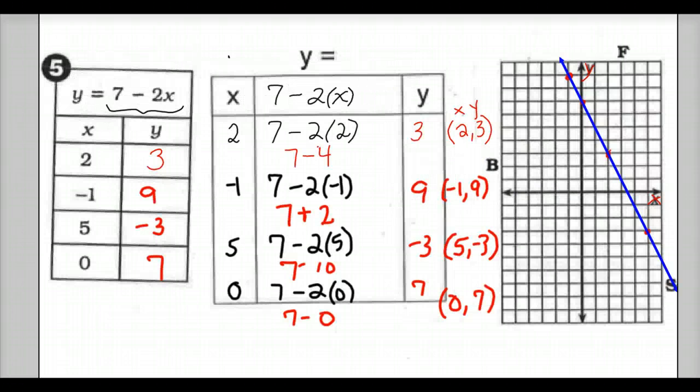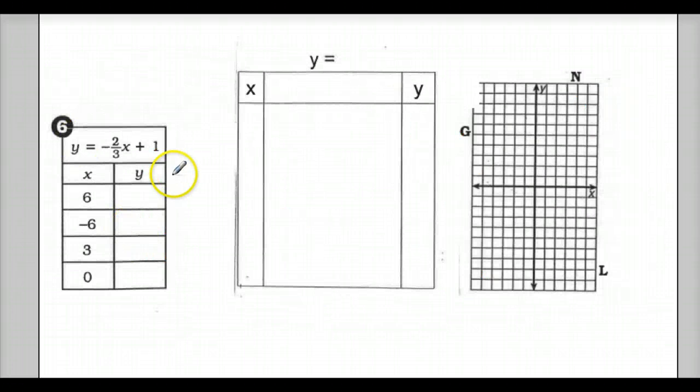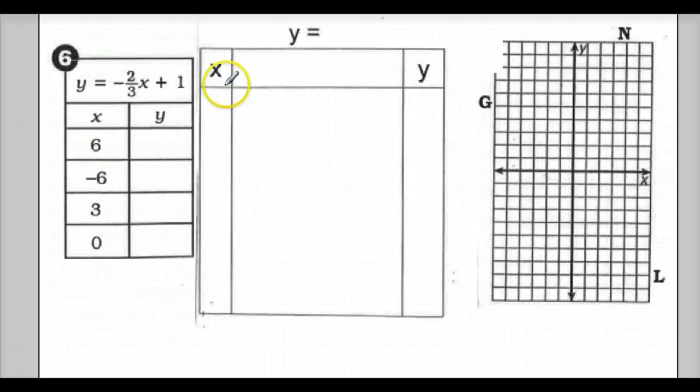Okay, so now let's do our next example, number 6. We're doing this example because it has a negative in front of our x and it's a fraction. So the first number we put in for x is 6. Actually, before we do that, what do we write right here? We write this part of our equation right here: negative 2/3 x plus 1. So right here we write negative 2 over 3 x plus 1.